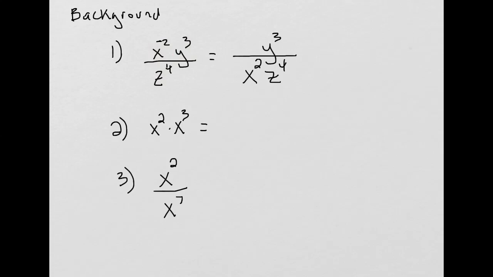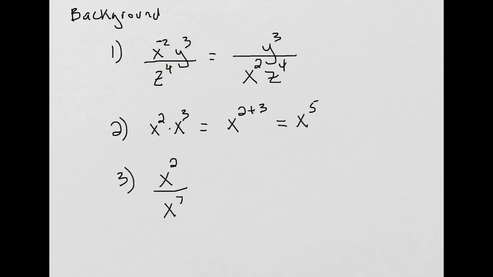The second concept that I want to review is how we combine like bases that are being multiplied together. Here I've got x squared times x to the third. If I multiply like bases, remember that the way I handle the exponents is by adding them together. So in this case I would have x to the 2 plus 3 power, which would simplify to x to the fifth.